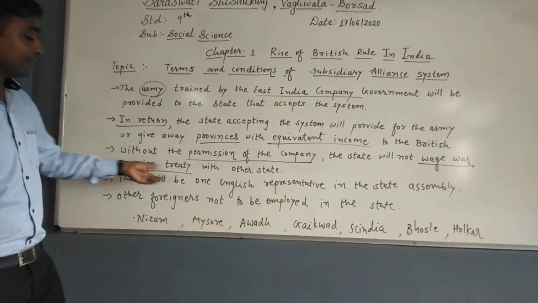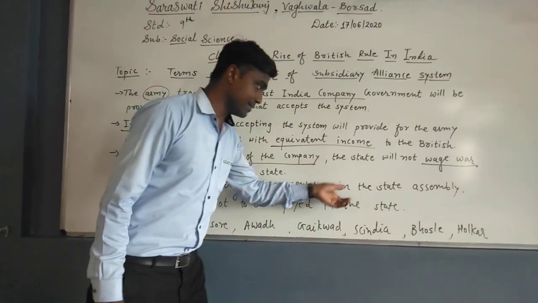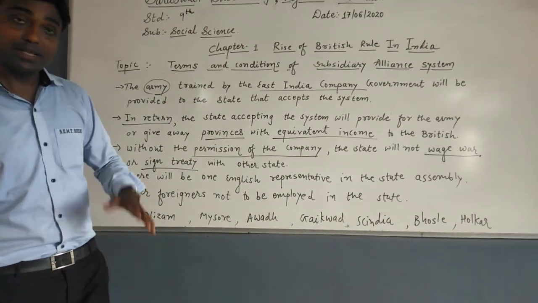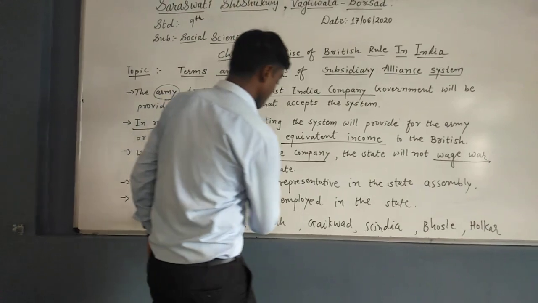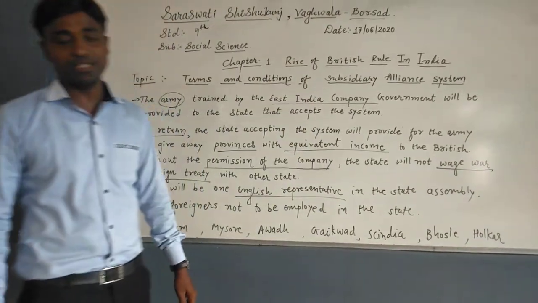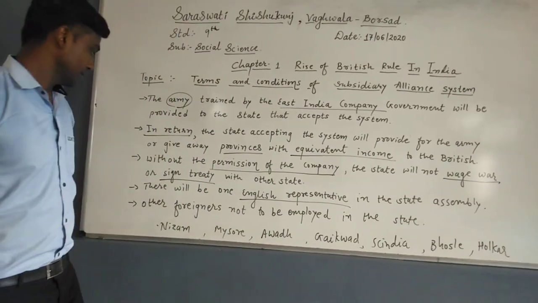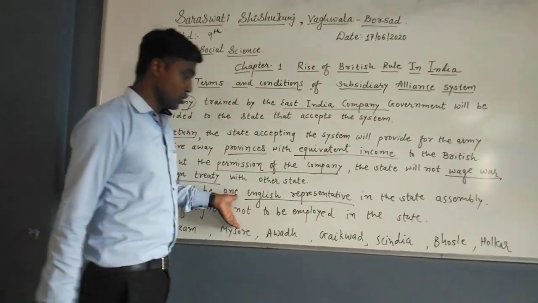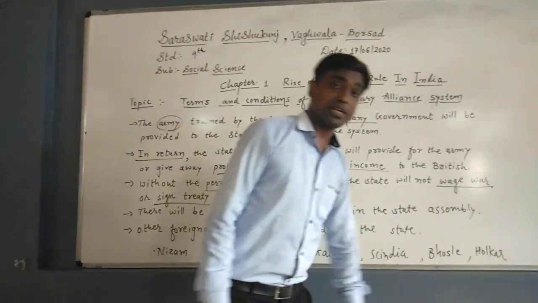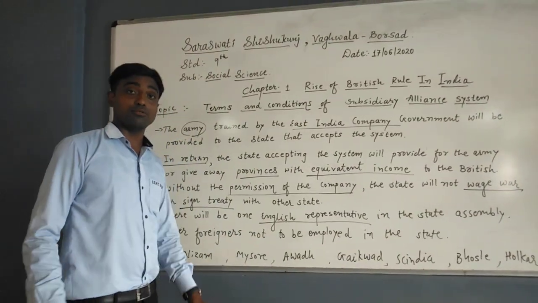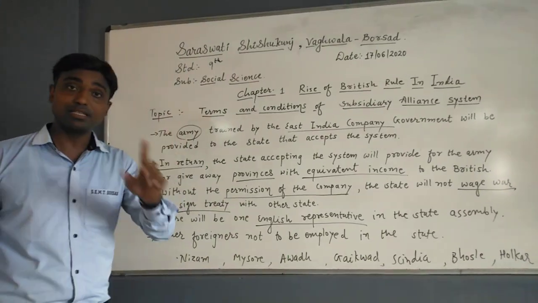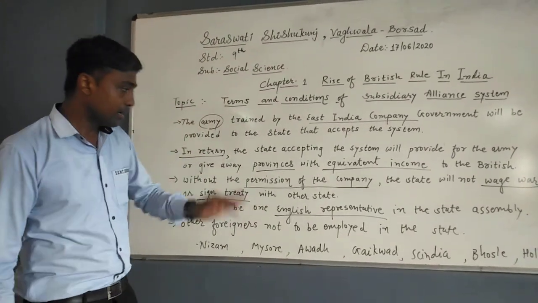Next, there will be one English representative in the state assembly. It means an English representative must be there to watch over and supervise it. And other foreigners are not to be employed in the state; only those who are already allowed to do this work should be allowed.